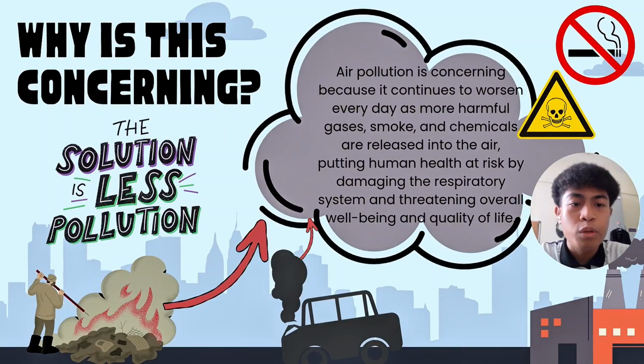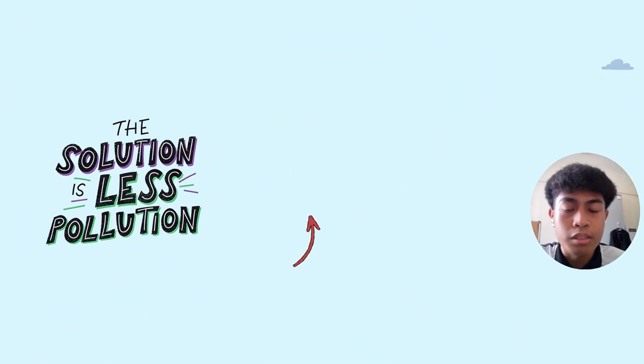So, why should we be worried? If you look at the icons here, from car exhaust and factory smoke to the burning of waste, you can see that we are surrounded by sources of toxins. This is concerning because the air is getting worse every single day. We aren't just talking about dirty air, we are talking about substances that put our health at risk by attacking our respiratory systems. It affects how we feel, how we breathe, and how long we live. As the slide says, the message is simple. The only real solution is less pollution.